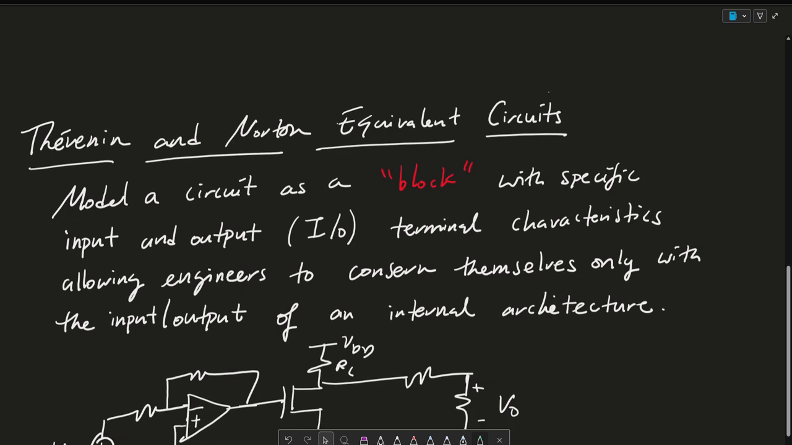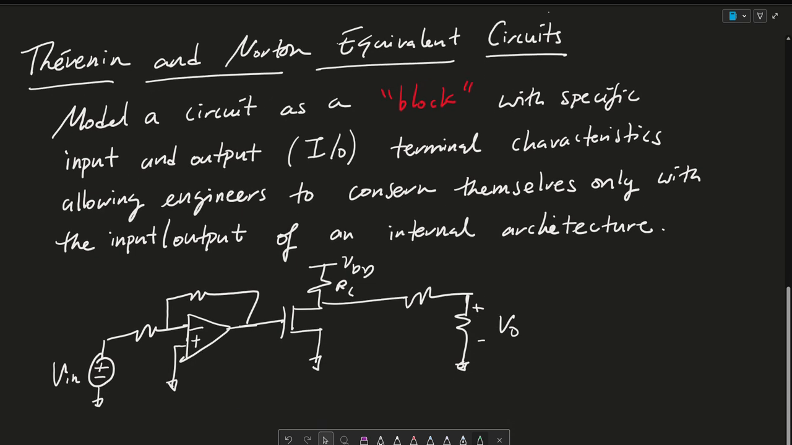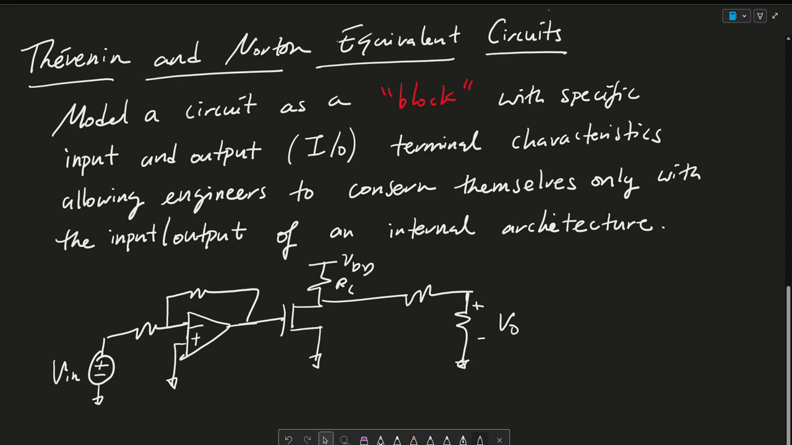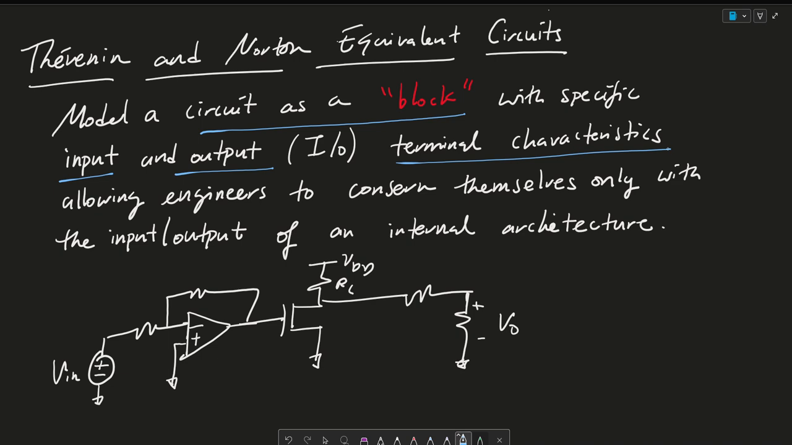So let's go ahead and define the Thevenin and Norton equivalent circuits and why we use them. Specifically, we use them to model circuits as a block with specific inputs and outputs, terminal characteristics, allowing engineers to concern themselves only with the input/output of an internal architecture.